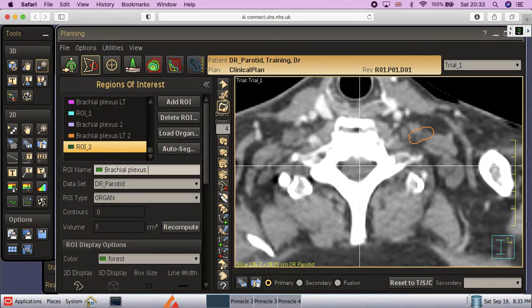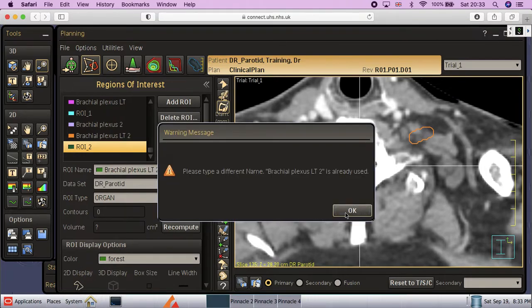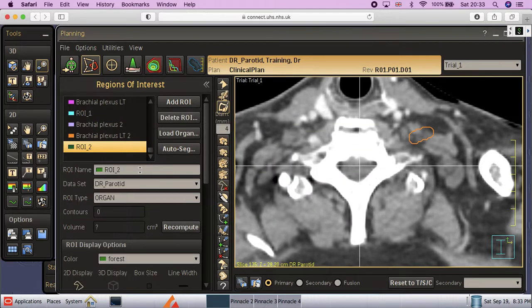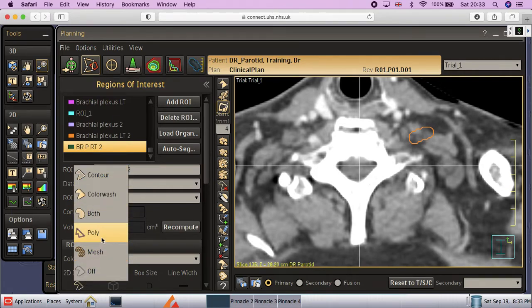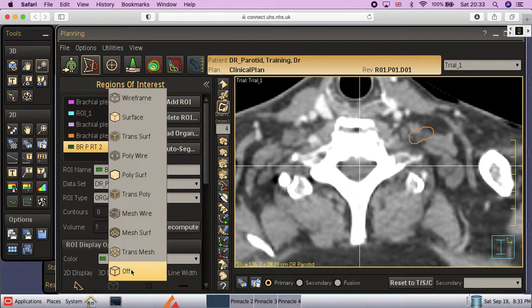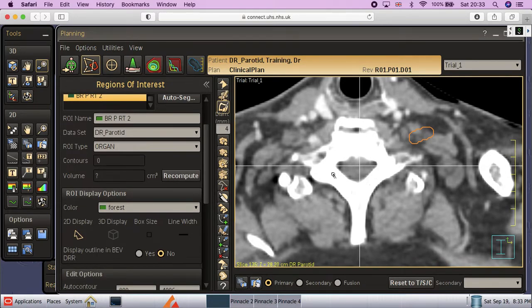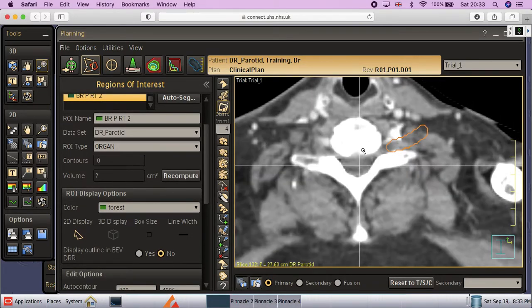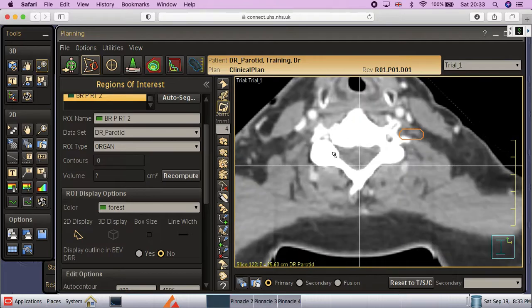Brachial plexus, left, and brachial plexus, right, and I'll make sure it's poly, make sure that this is off. So the upper border and lower border we don't have to worry about because it's already there.